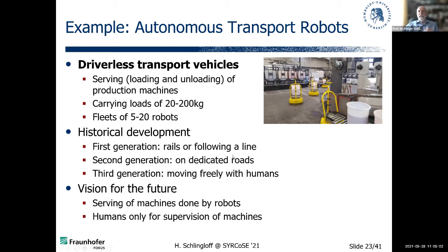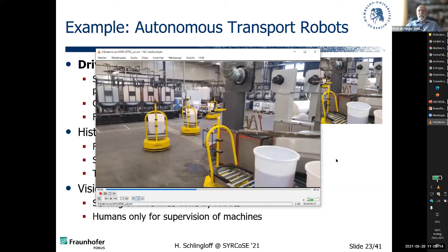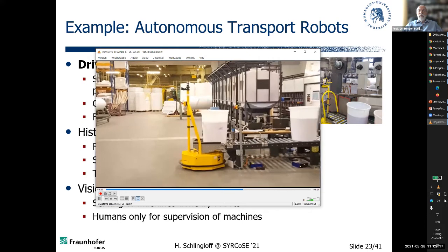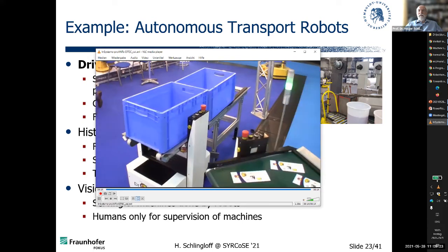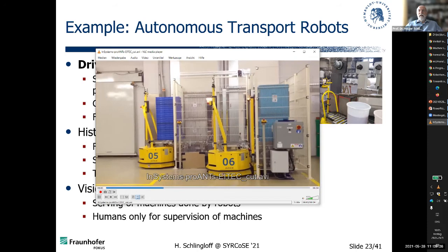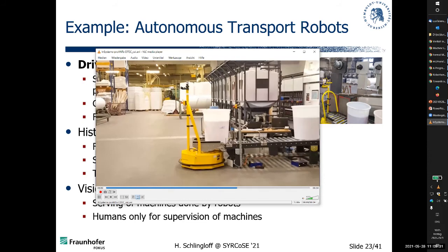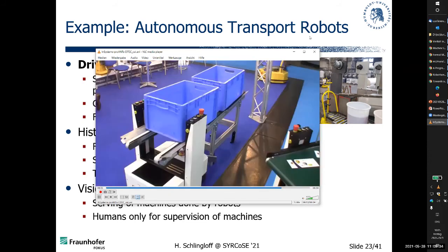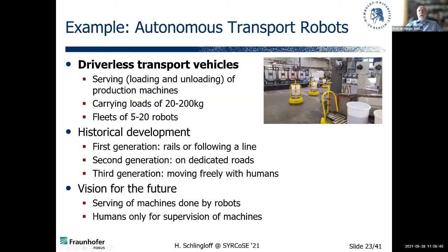Let's see whether this works. Zoom is quite bad in transmitting video files, but maybe you can see something here, how the system loads and then drives around the factory, delivering these goods to the various machines. Can you see that? Yes, it's visible. Okay, good. So usually such a fleet has about 5 to 20 robots, so quite a feasible number.